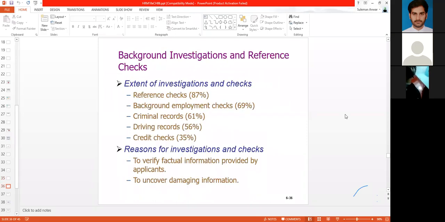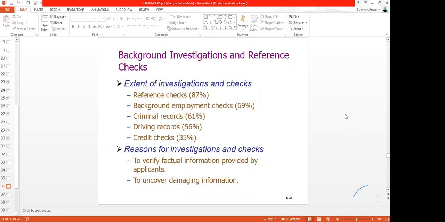There are certain background investigations and reference checks we can focus upon. The extent of investigations and checks, which were generally discussed out of an industrial survey, includes that reference checks were 87%, background employment checks were 69%, criminal records were 61%, driving records were 56%, and credit checks were about 35% of the time. So different organizations in different industries are conducting investigations related to the background of the candidates who are applying for the job.